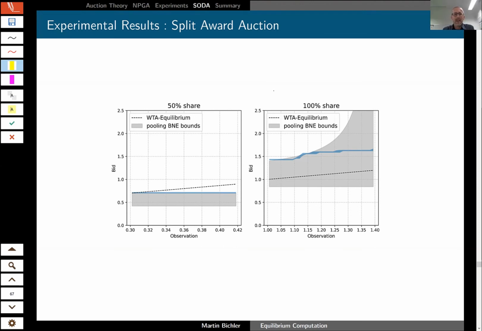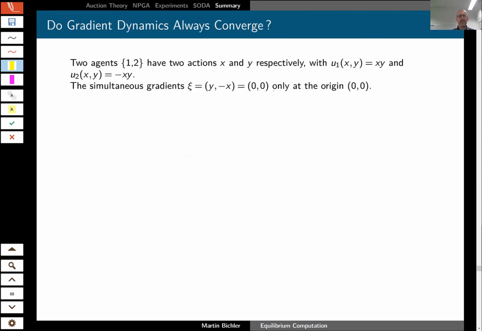Super. Yeah, and I'm getting to an end here, right? So this is again the split award auction, and the picture looks pretty much like what you've seen with NPGA. So let me not spend too much time on this. Maybe a few words towards the end.